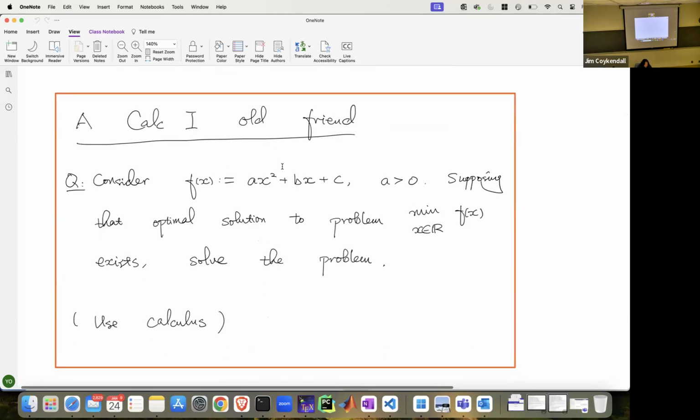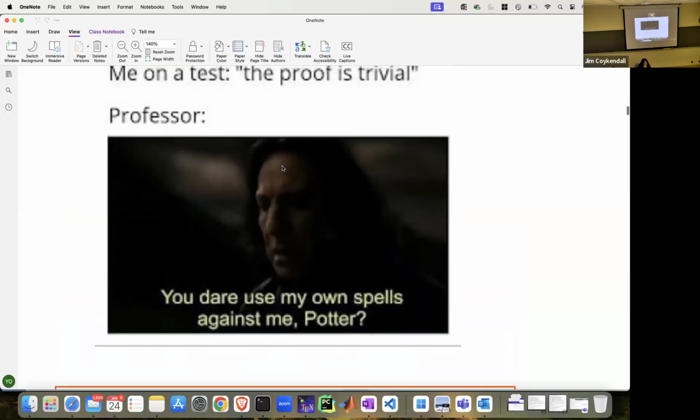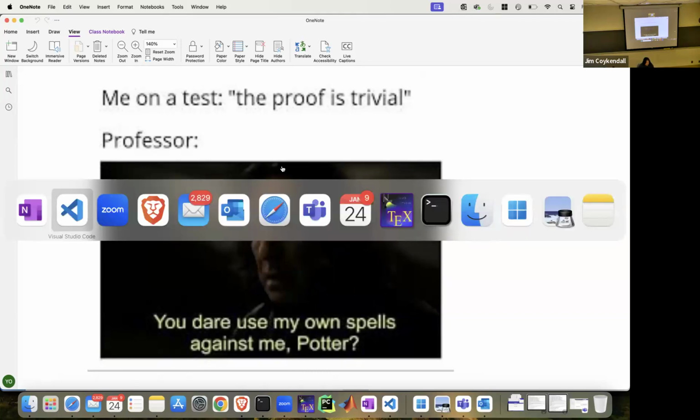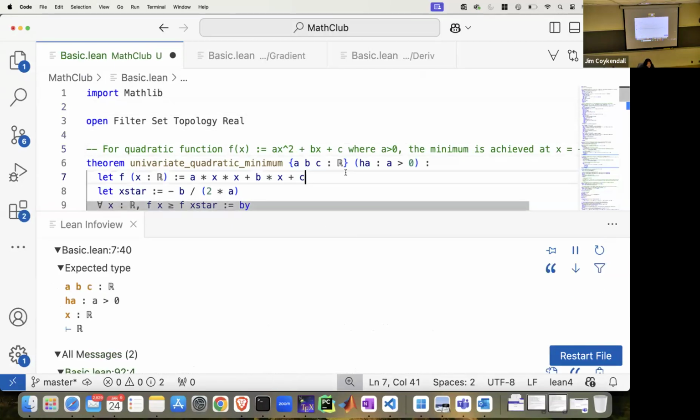So how am I going to verify that my proof is actually right? Let's do that in the same way in a software. This time I'm going to pull up a software. I'm going to do that in Lean.